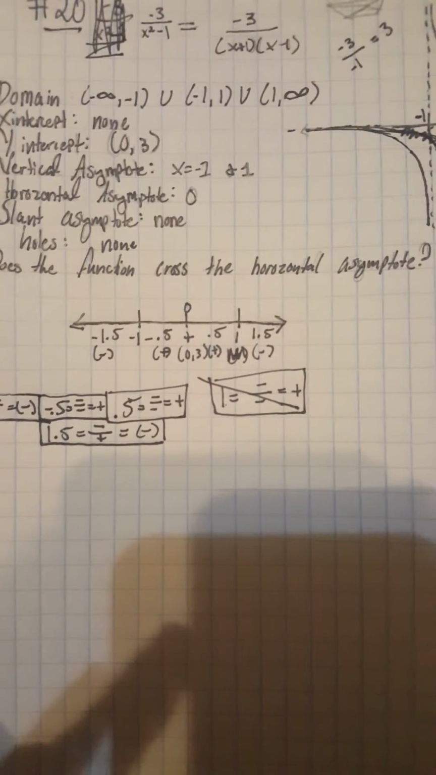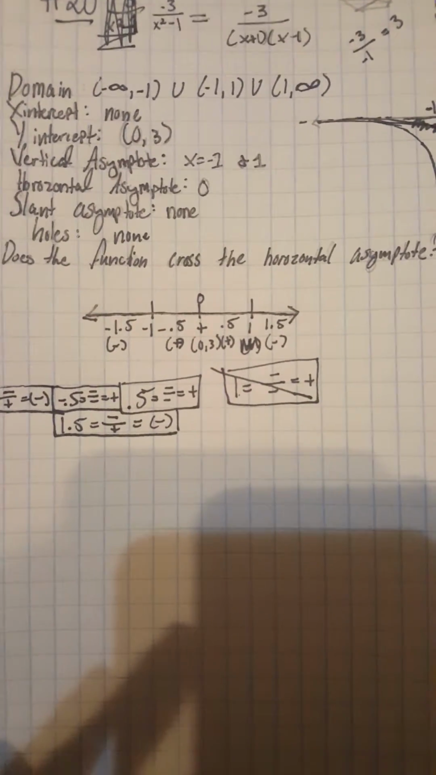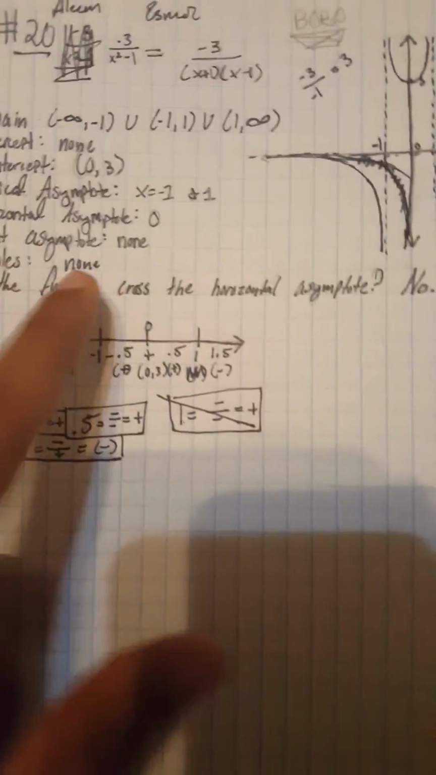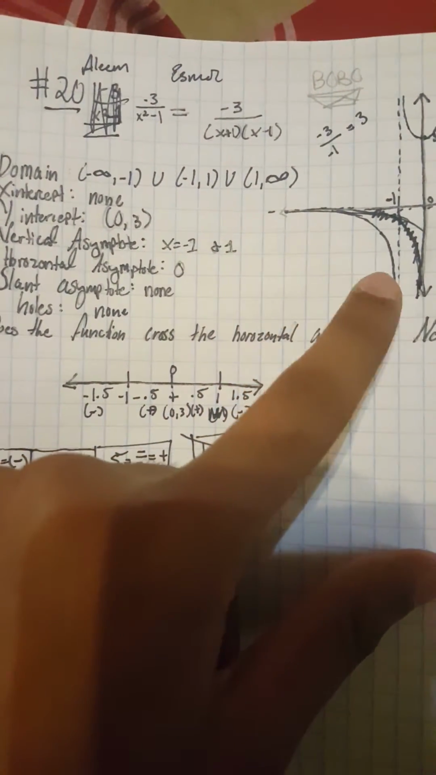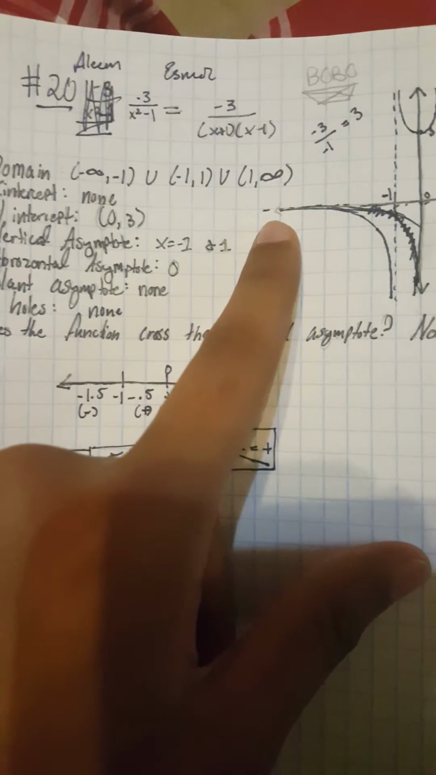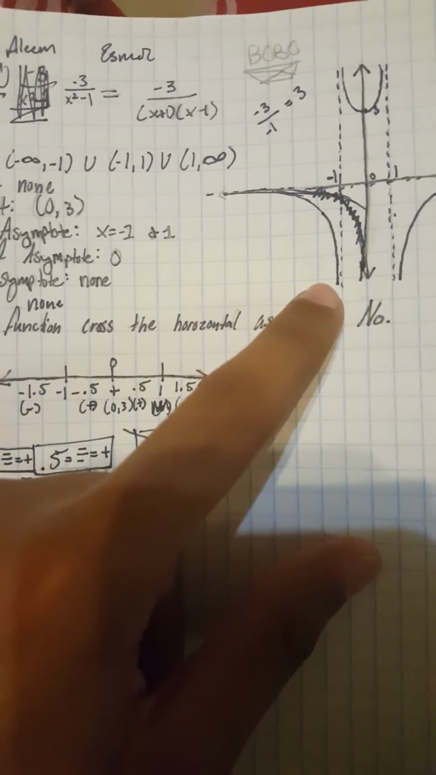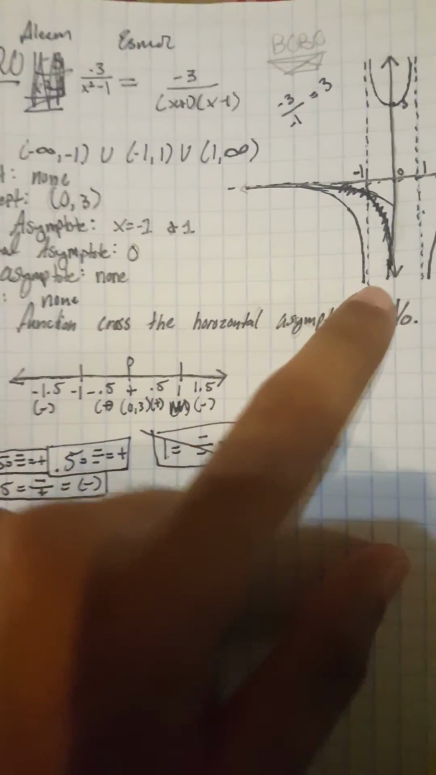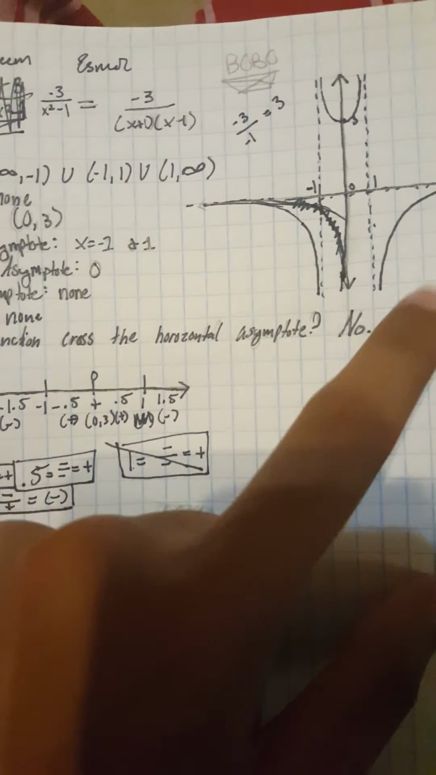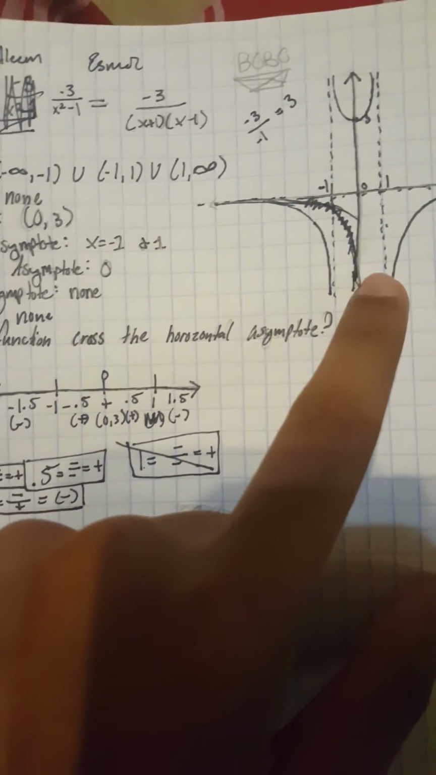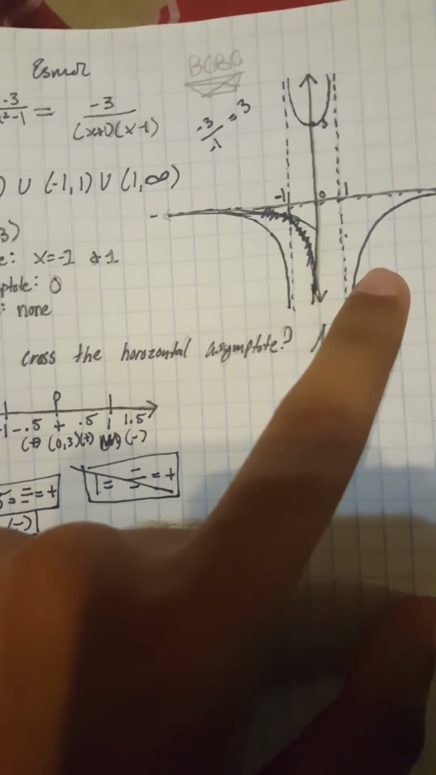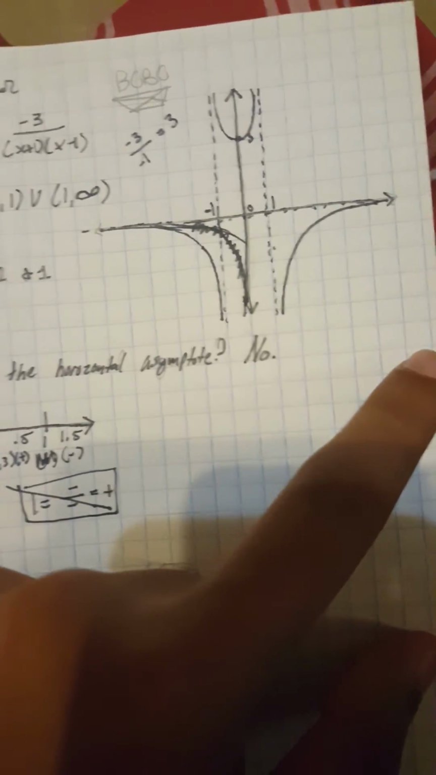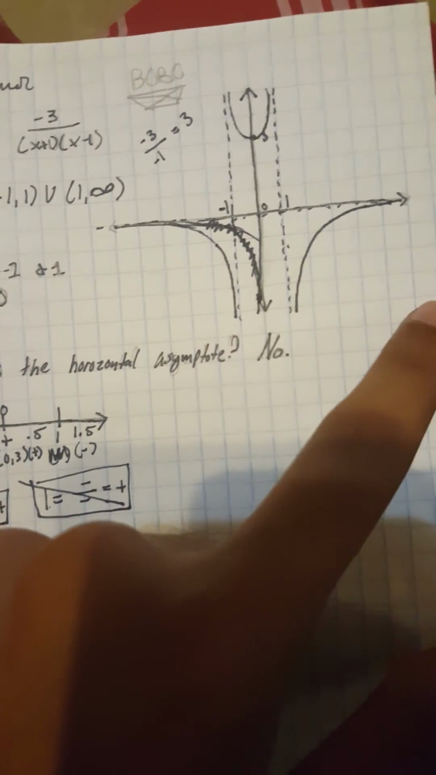So then finally, I could claim my domain. The domain would be all x values except the vertical asymptotes. So it would be negative infinity to negative 1, the vertical asymptote. Then negative 1 to positive 1, due to the vertical asymptotes. Then 1 to infinity, as the domain of x, where it can go.